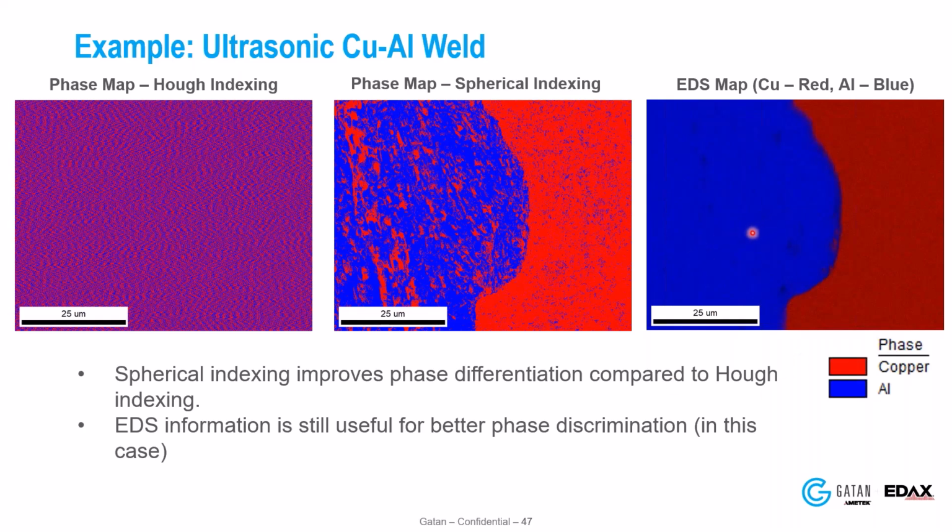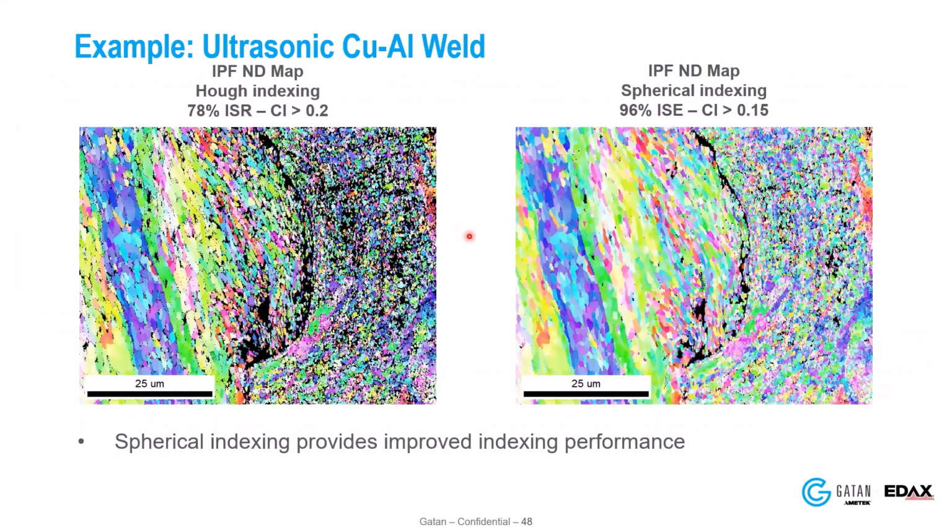When there's aluminum, we'll use the aluminum master pattern. And then we get a phase map that looks like that. So, we are getting better with spherical indexing alone, but we have simultaneous EDS, EBSD data available to get really more precise phase differentiation. And that also, in the end, we're able to get better orientation measurement.